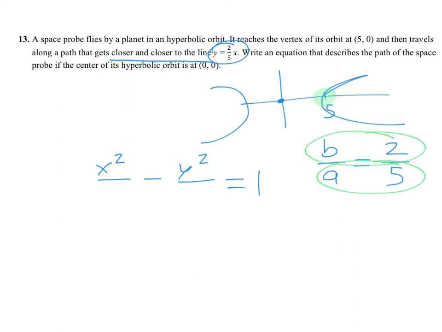So just be careful. Just because you know the slope doesn't mean that the numerator is b and the denominator is a. You have to just make sure that it's not a ratio that equals 2 over 5. Like it could have been 4 over 10. But in this case, it was 2 and 5. All right, so anyways, a is 5, so a squared is 25. B is 2, so b squared is 4. And we are done with this lesson.